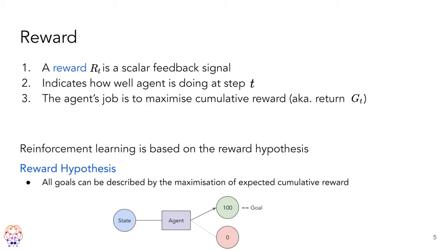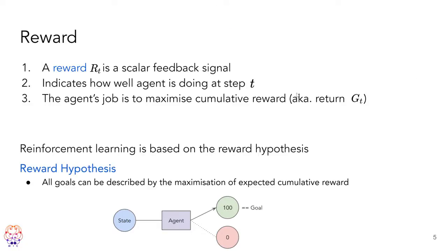So now let's go to definitions. So the first is reward. A reward is a scalar feedback signal. It's just a numerical value. This indicates how well an agent is doing at some time step. And the agent's job is to maximize a cumulative reward. This also is called a goal.